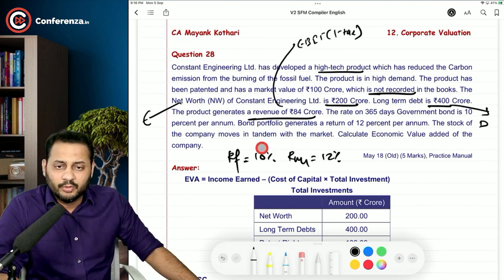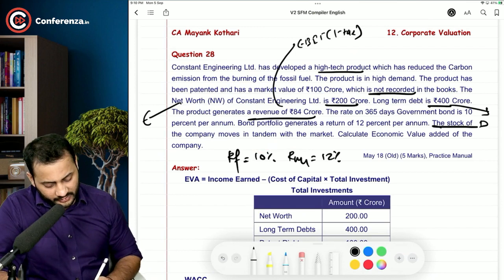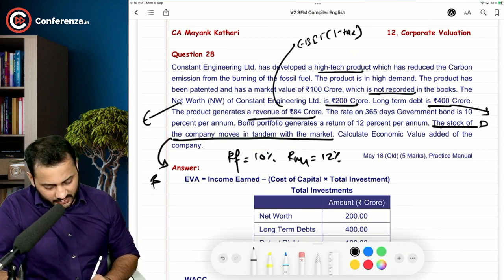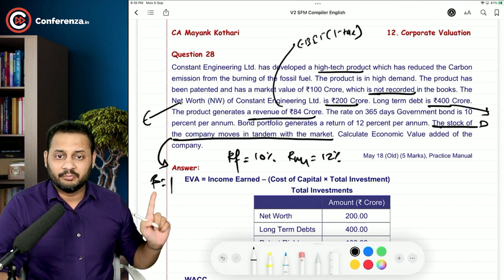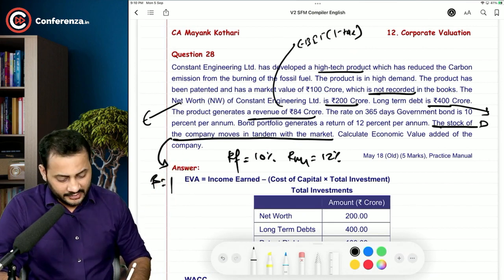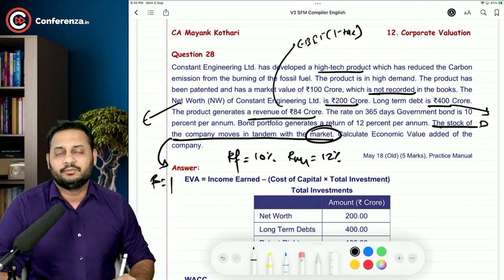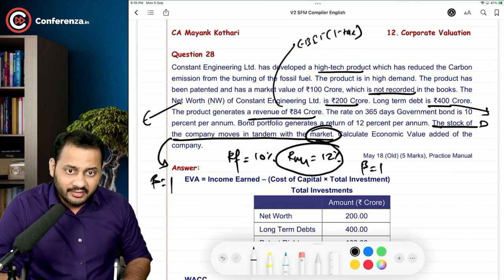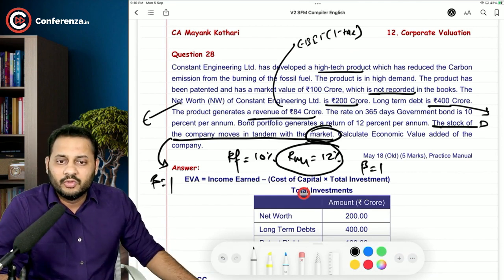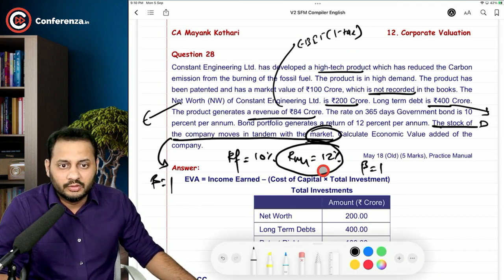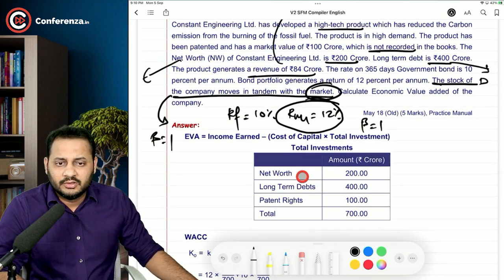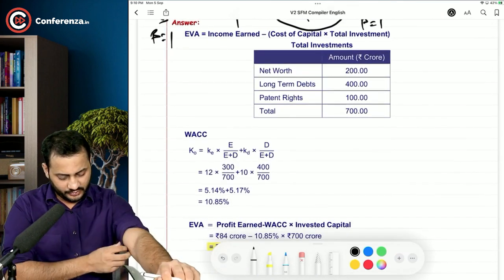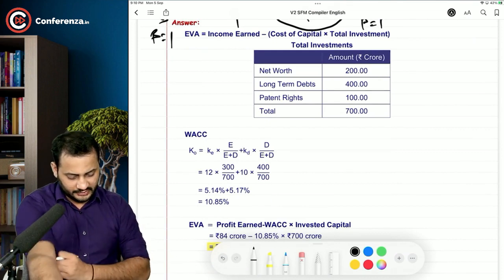The stock of the company moves in tandem with the market. What do you mean by this? I think beta. Beta is 1 because it is moving exactly in tandem with the market and the market's beta is 1. So beta is 1. If the beta is 1, the market return and the stock's return will also be equal to 12%. The cost of equity now is 12%. Cool. Economic value added of the company is to be found. Okay, so net worth is, come to this point now. It's very simple.